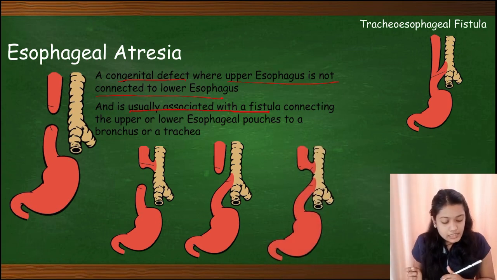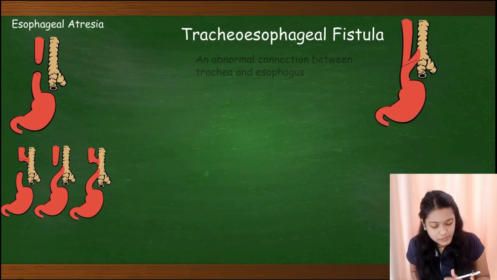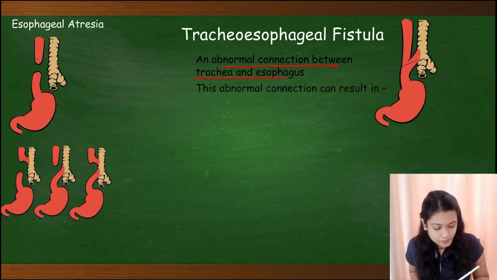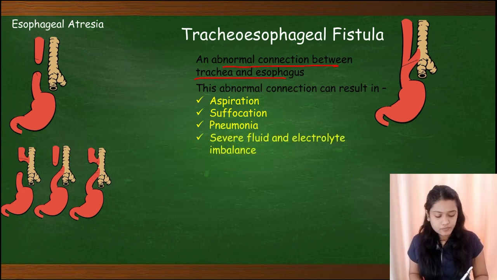Now, what is tracheoesophageal fistula? It is also congenital, but it is an abnormal connection between the trachea and esophagus, and this abnormal connection can result in aspiration, suffocation, pneumonia, and severe fluid and electrolyte imbalance.